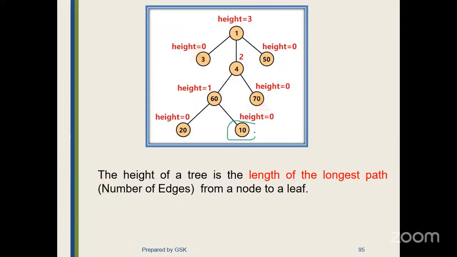What is the height of 10? It is 0, because this is a leaf node. We cannot draw any path from this node, because it is a leaf node and doesn't have any child nodes. All leaf nodes have height 0. These are called leaf nodes or external nodes. A node that doesn't have any child nodes is called a leaf node, as we covered just now.